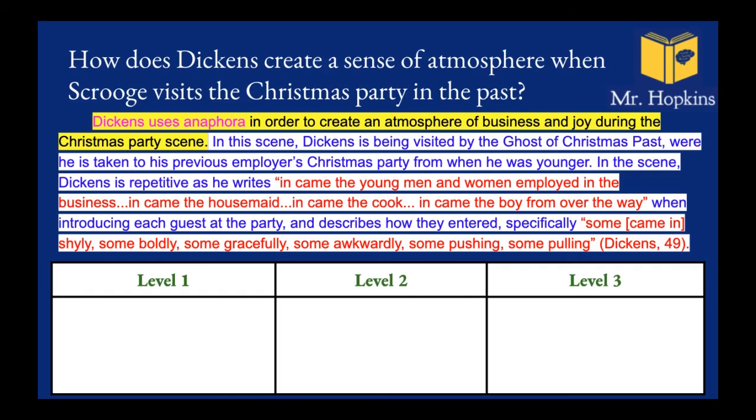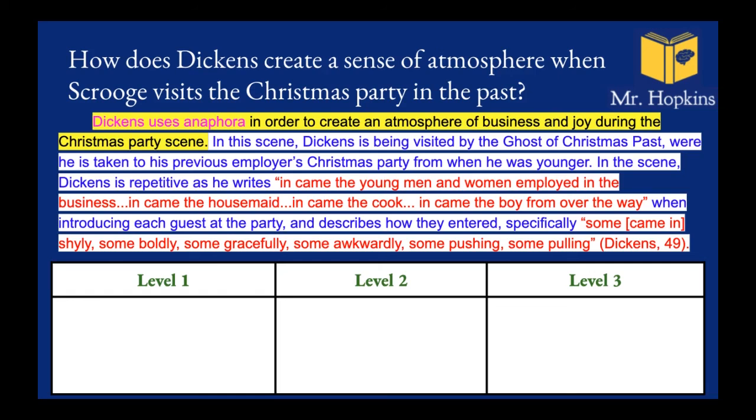In the scene, Dickens is repetitive as he writes, "In came the young men and women employed in the business. In came the housemaid, in came the cook, in came the boy from over the way." When introducing each guest at the party, and he describes how they entered specifically, some came in shyly, some boldly, some gracefully, some awkwardly, some pushing, some pulling.